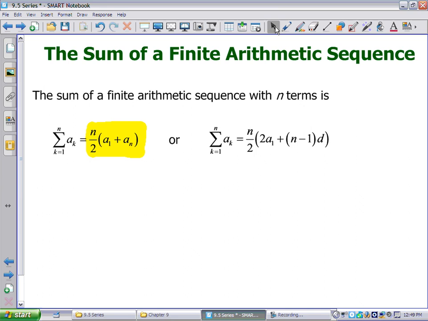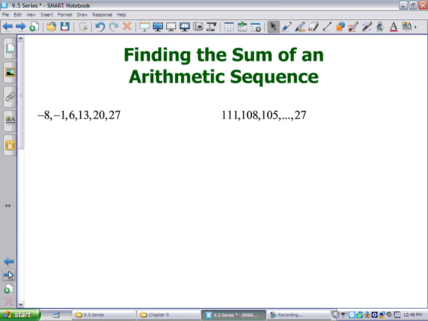All right, so let's look at some examples here in finding the sum of an arithmetic sequence. If we first define our first term on this first sequence, a sub 1 is -8. Our last term, which we'll call a sub n, is 27. And let's see, what is n here? If you count up the total number of terms, you have 1, 2, 3, 4, 5, 6 terms. So that was your a sub 6 is 27, and your n is 6.